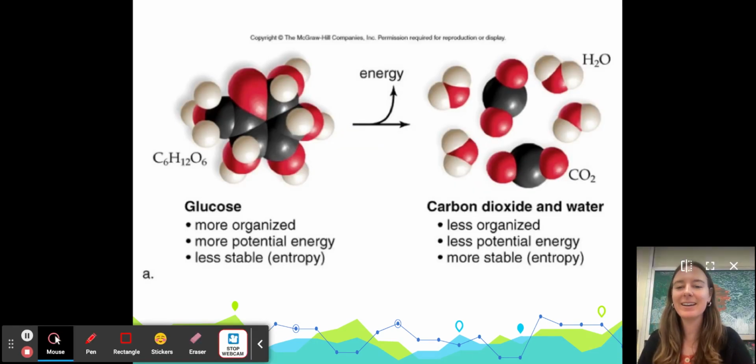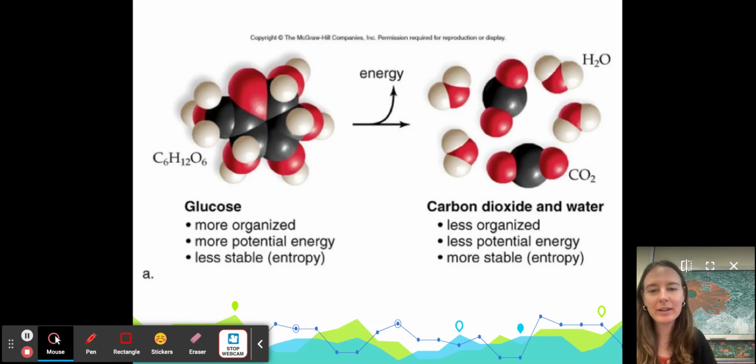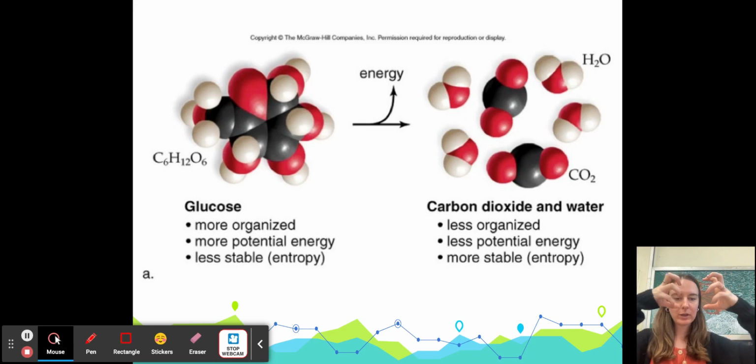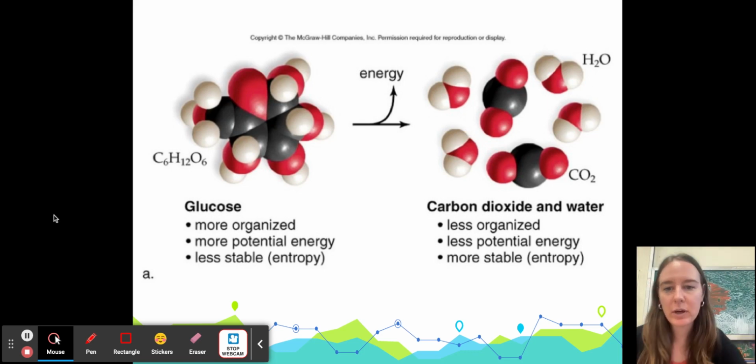Now let's take a look at an example of how entropy increases in living things. On the left-hand side, we have a molecule of glucose, which is made up of carbons, hydrogens, and oxygens, and they're all nicely, neatly organized with little bonds, right? Covalent bonds are connecting these atoms together. And because these atoms are really close to each other, a carbon and a hydrogen really close together, they have a lot of potential energy, right?